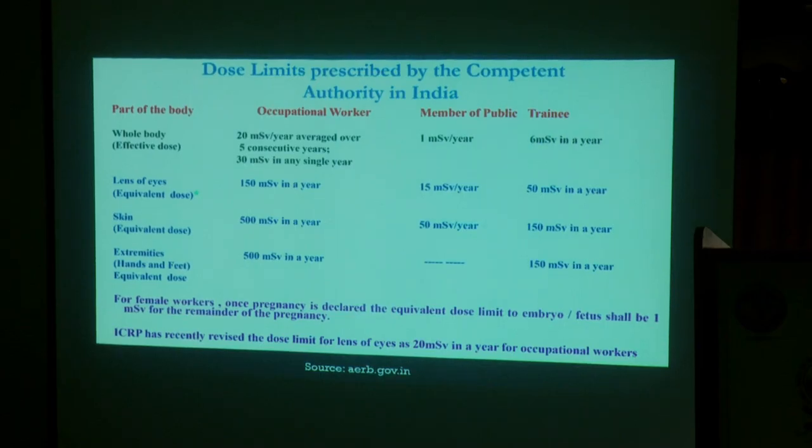So this is directly taken from the AERB website. Please make a note of it. For a whole body radiation worker, 20 millisievert per year, averaged over 5 consecutive years, and in any single year, 30 millisieverts is the maximum dose. For a member of the public, only 1 millisievert per year. This is very important, taken from the AERB guidelines, 2021 updated.